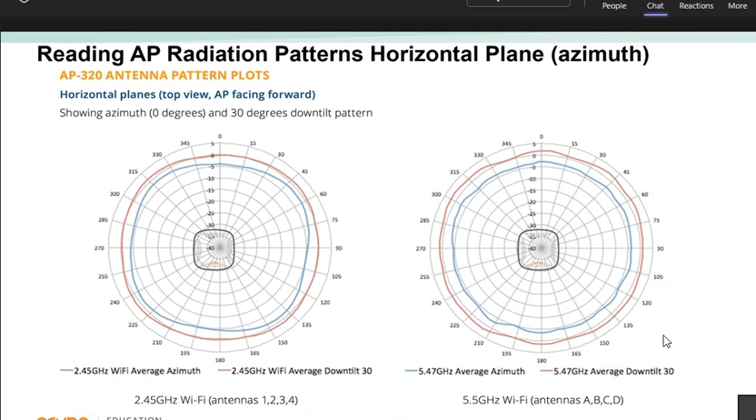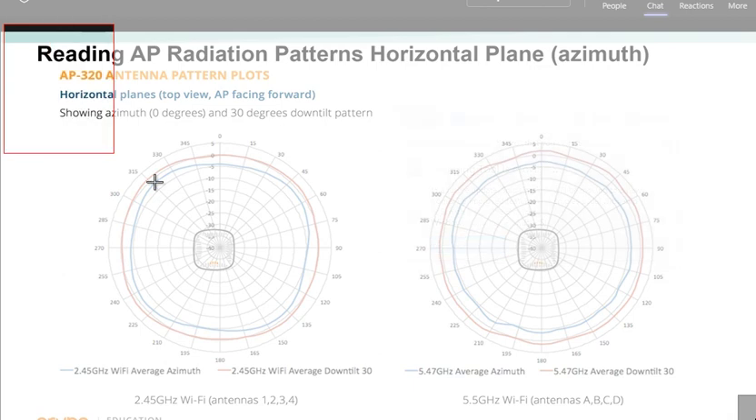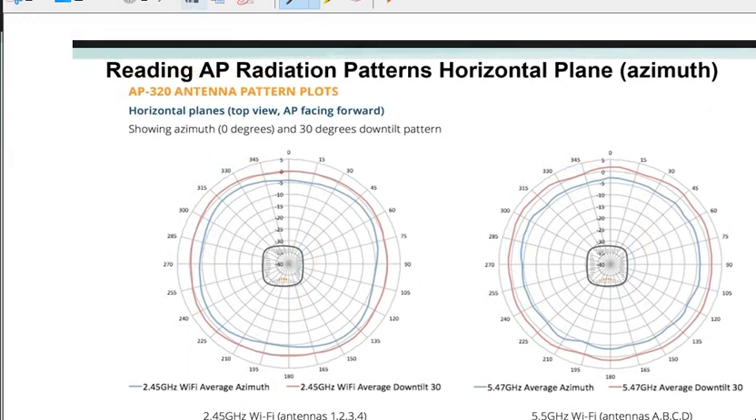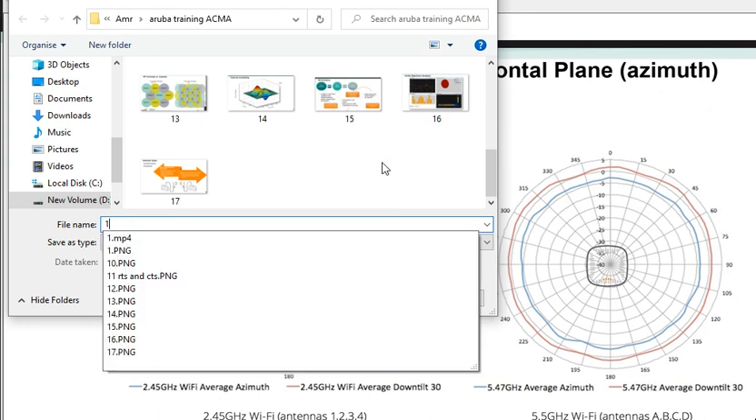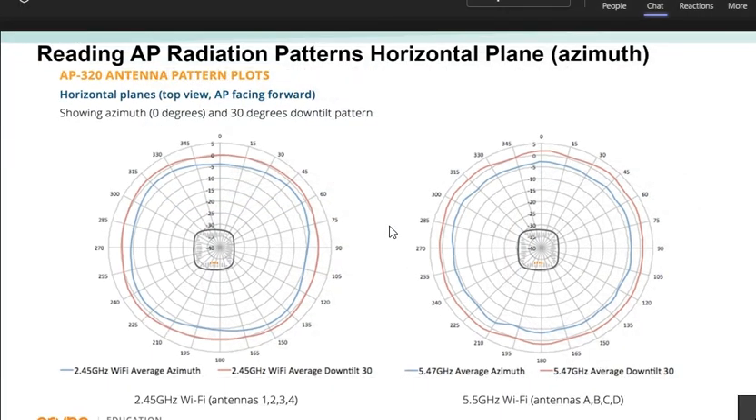Next is reading your AP radiation pattern, right? So this is just a screenshot of the radiation pattern of an access point from the top view, right? Looking at the screenshot by itself makes no sense unless you put this in a software and are able to see how the radio wave traverses horizontally and vertically, and what the footprint of your particular WLAN is. Right? But that is not the importance of this slide. The importance of this slide is from your ACMA exam, where you will definitely be asked a question.